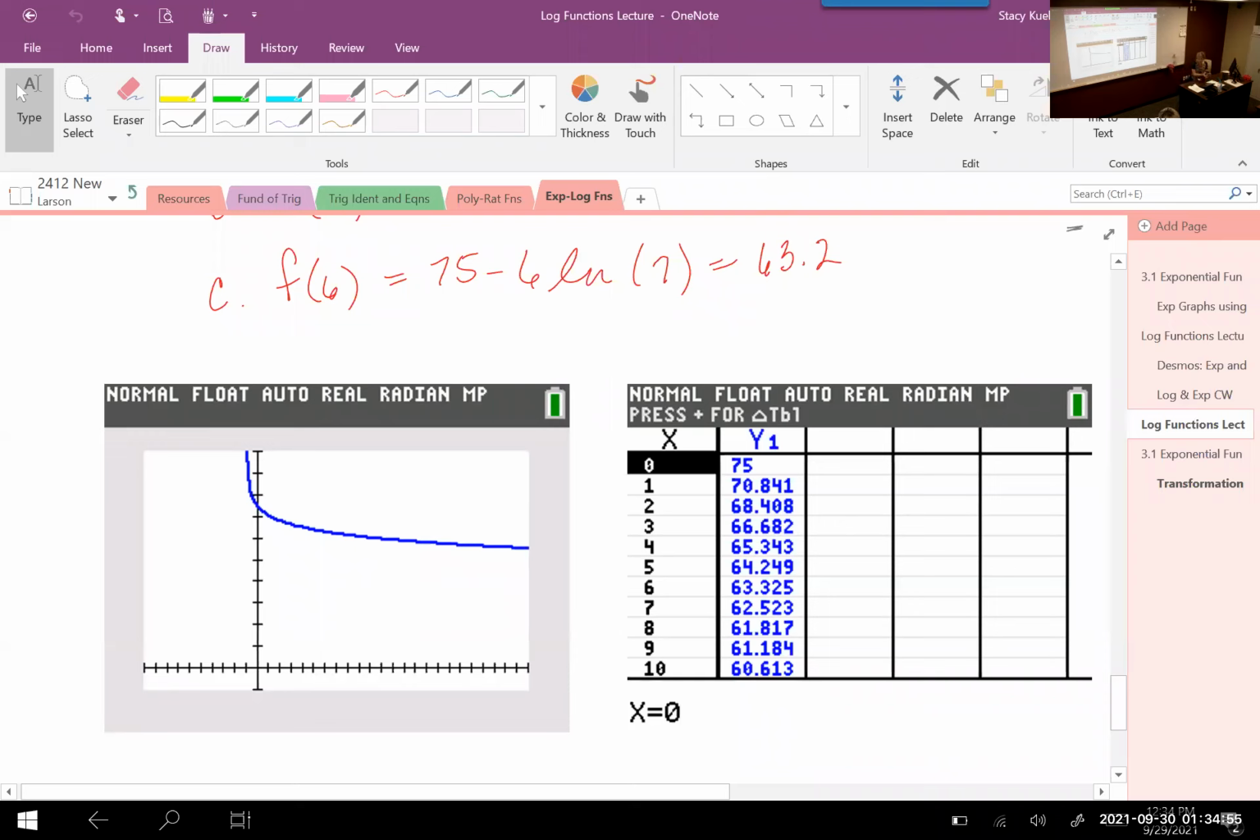Any questions on logs and exponents? Pretty straightforward? Just gotta go practice them? Yeah? Okay, good, we're done today.